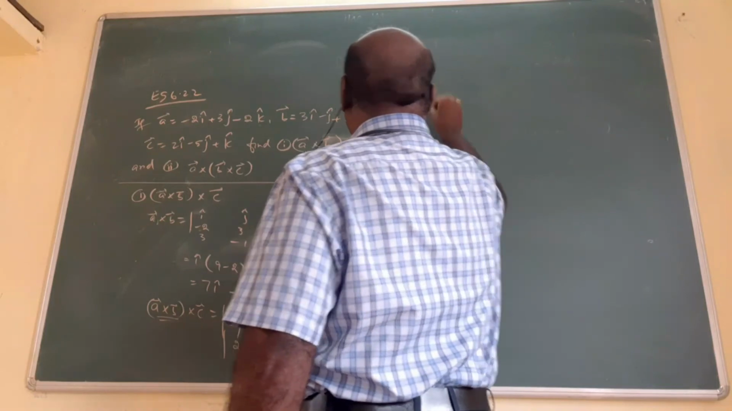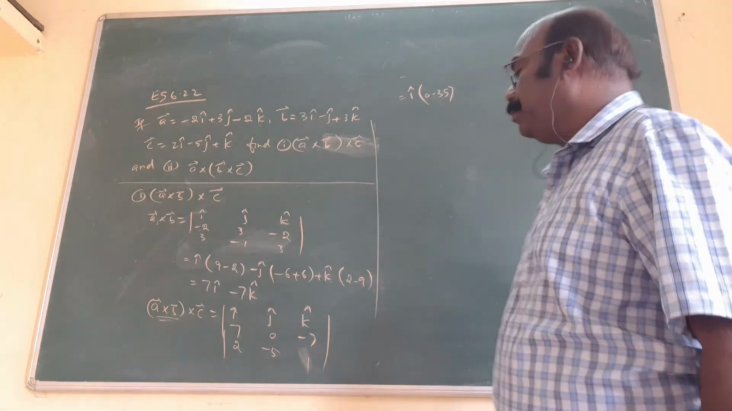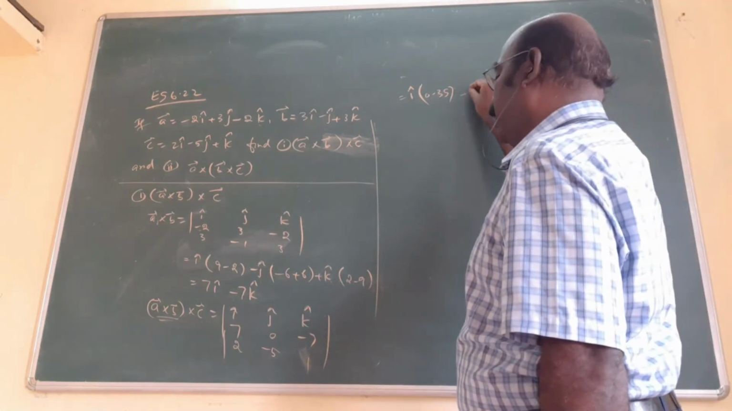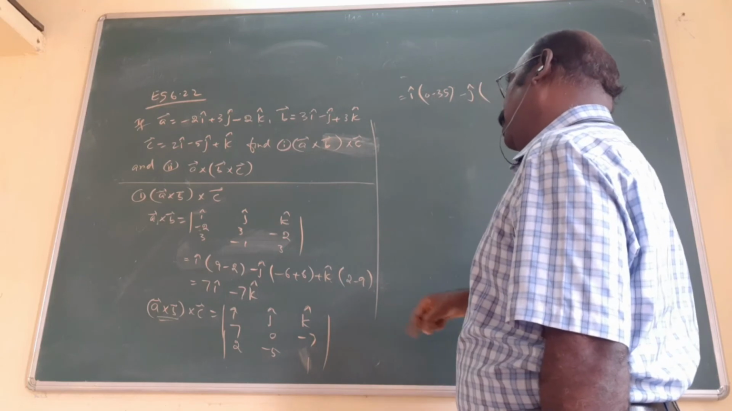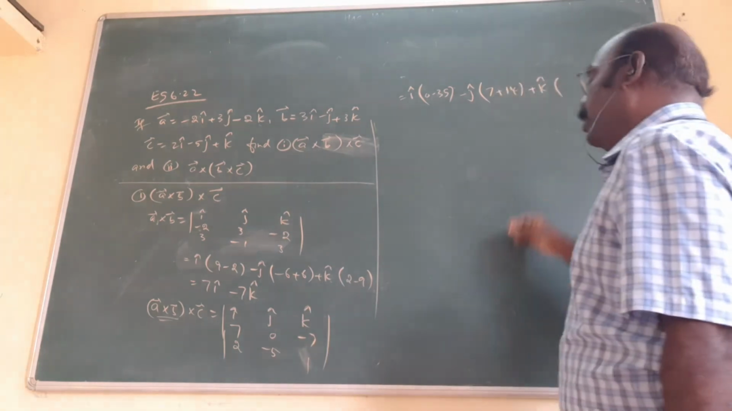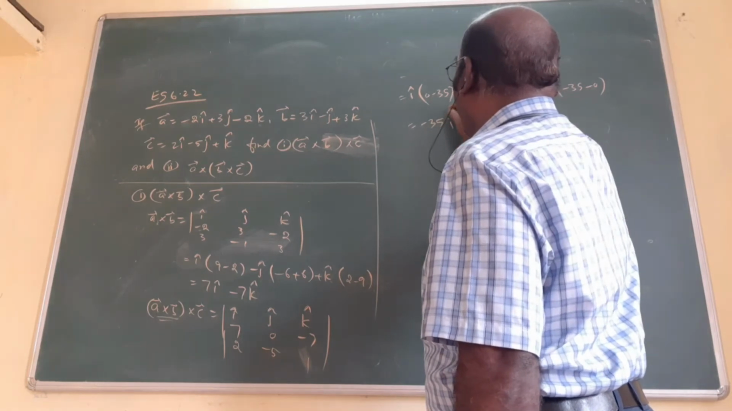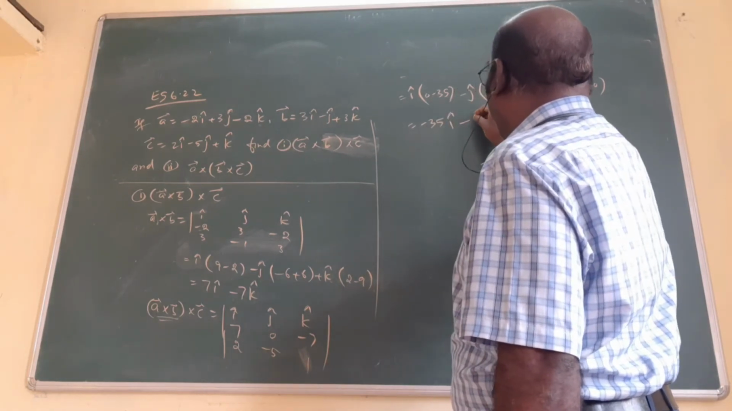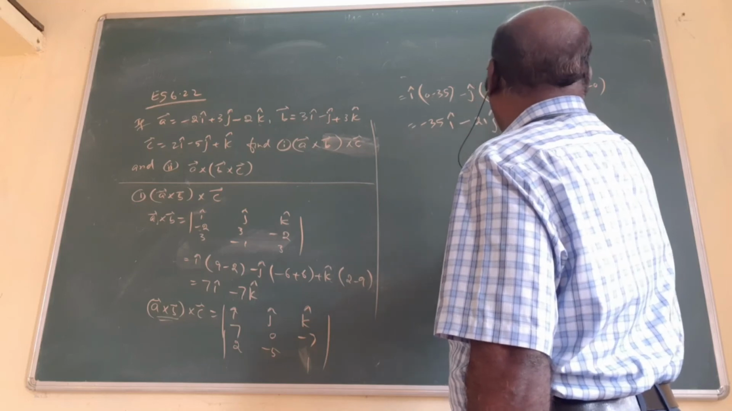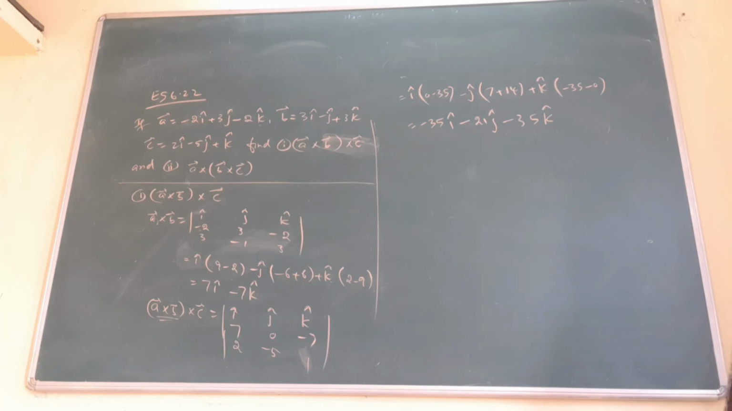Equal to i cap into 0 minus 35. Am I right? Next, minus j cap into 7 plus 14. Plus k cap into minus 35 minus 0. Your answer will be minus 35 i cap, minus 21 j cap, minus 35 k cap. That is the answer. Am I correct? Minus 35, minus 21, minus 35. In this way, you will find the second part also.